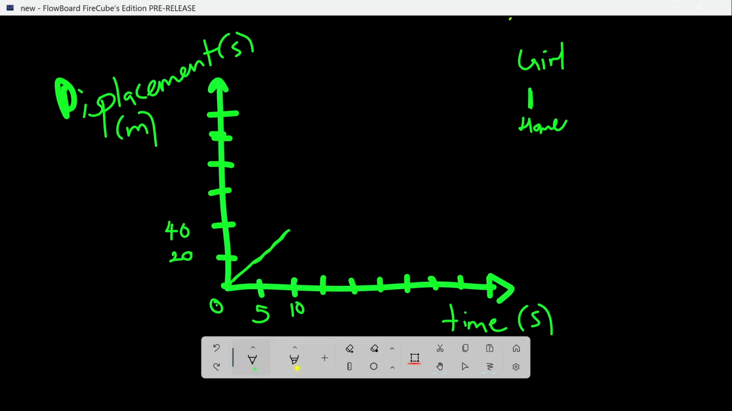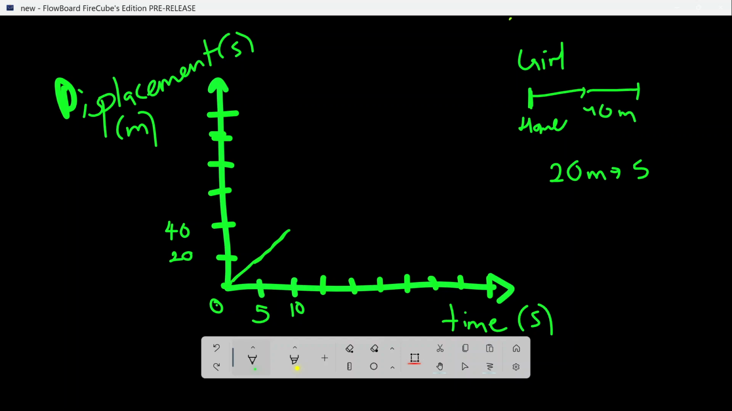So let's look at what this would mean. In the first 5 seconds, she covered 20 meters. So 20 meters in 5 seconds, so maybe she's somewhere there. So she's now 20 meters. Then another 5 seconds passed, and she moved even further. It's now 10 seconds, and she's now 40 whole meters away.